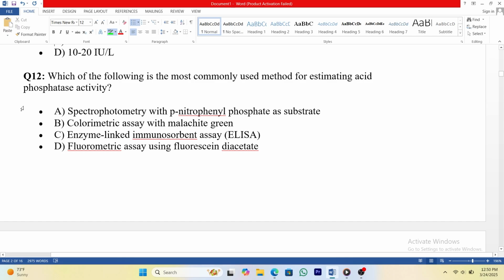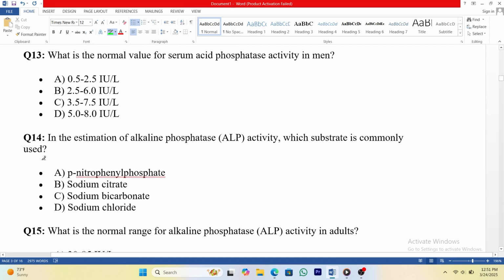A. Spectrophotometry with p-nitrophenyl phosphate as substrate. B. Colorimetric assay with malachite green. C. Enzyme-linked immunosorbent assay, ELISA. D. Fluorometric assay using fluorescein diacetate. Answer, A. 13. What is the normal value for serum acid phosphatase activity in men?